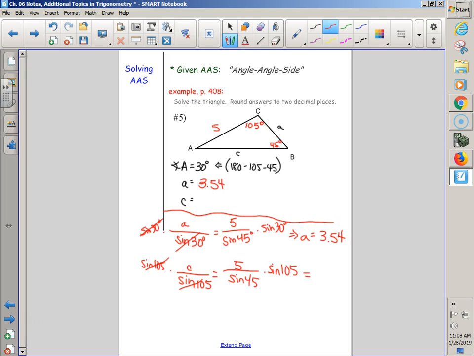I'm going to ask for answers in just 1 second, but first of all, is your setup okay? Is your setup okay? C over sine of C is C over sine of 105 equals, does anybody know why I used B again instead of using A? Now we know A, I could have. Why'd I use B instead? It looks cleaner, and it doesn't have a decimal.